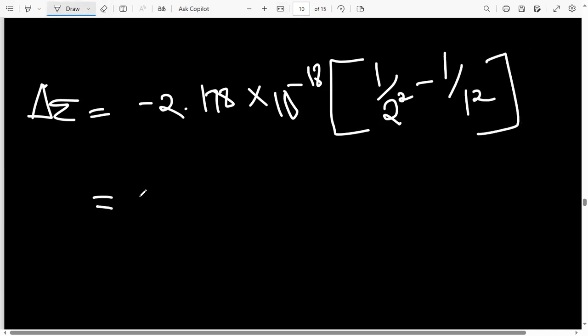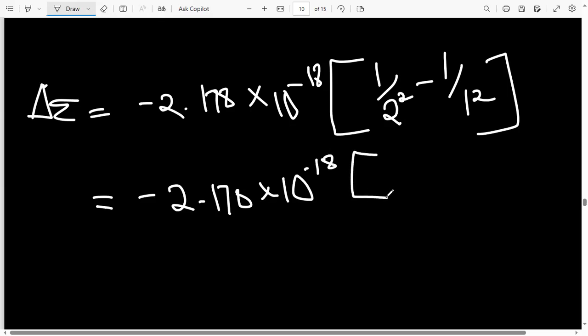Okay, and then from here, we say minus 2.178 multiplied by 10 to the power minus 18. And then we solve what we have in the brackets here. So here we have 1 over 2 squared, which will just be 1 over 4, then minus 1 over 1. So this will be the same as 1 over 4 minus 1. Okay, so 1 over 4 minus 1 will give us a minus 3 over 4.